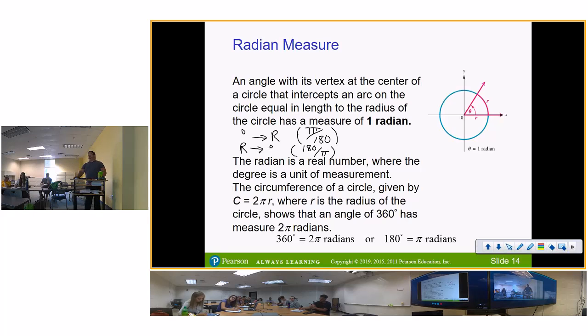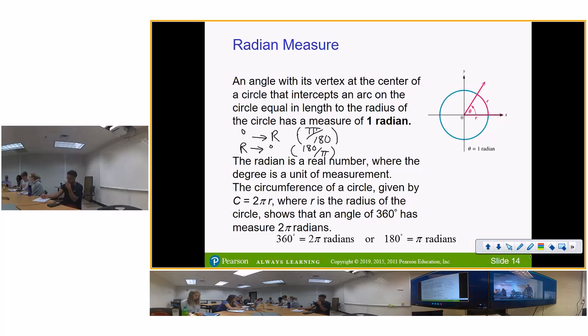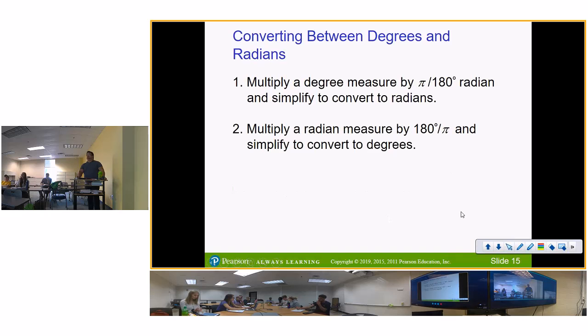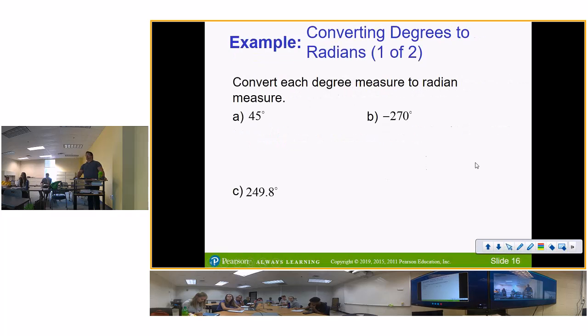So if I don't want the degree, I have to cancel it with the degree on the bottom. If I don't want the radians, which is pi, I have to cancel the pi with the pi on the bottom. And that's probably what they're going to get into on the next slide. Multiply a degree measure by pi over 180, simplify. I just showed y'all that. There you go.